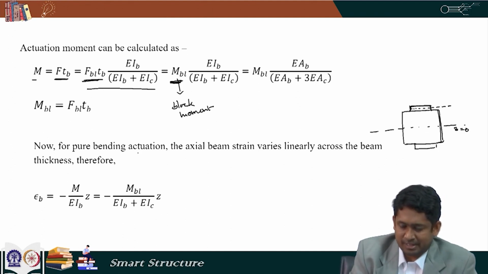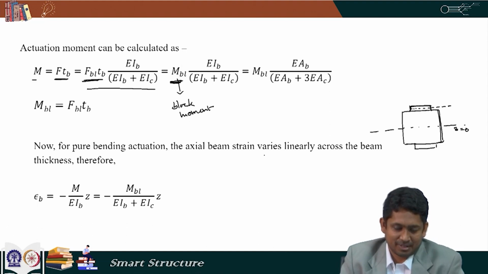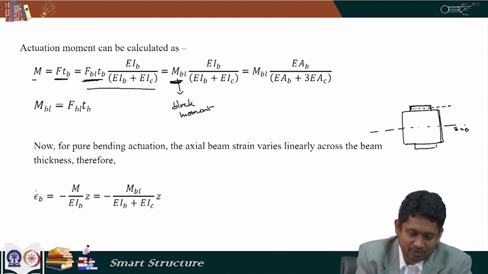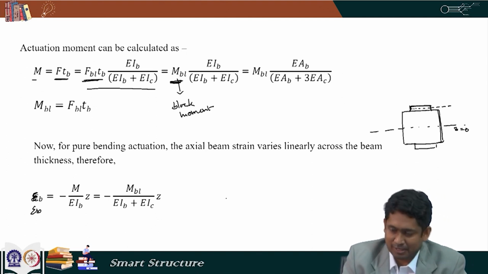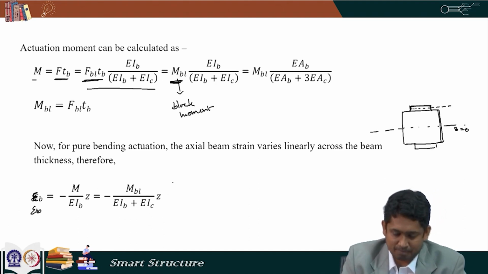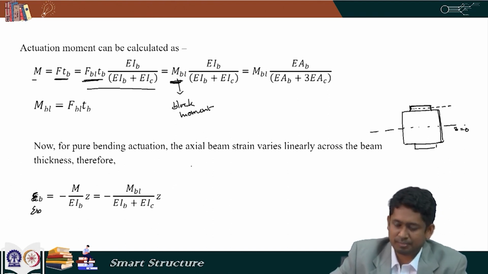Now, for pure bending actuation, the axial beam strains vary linearly across the beam, and therefore we can write the strain as this. So, this is our strain epsilon B, and epsilon B, as we know, we can find from the standard formula, moment divided by EIB into Z, and that gives us the strain at any Z from these findings.